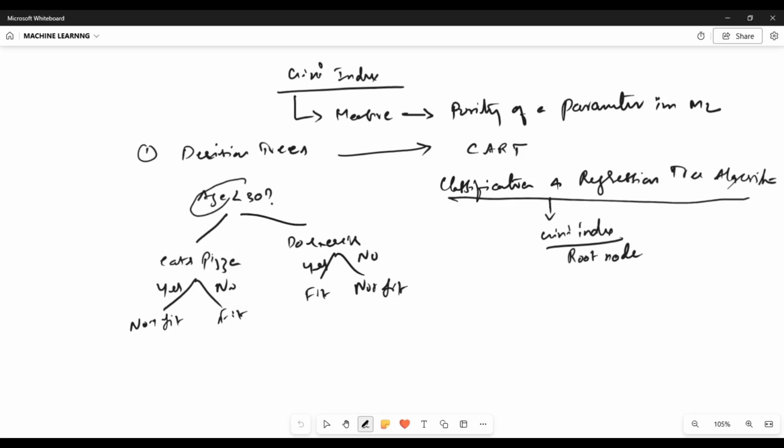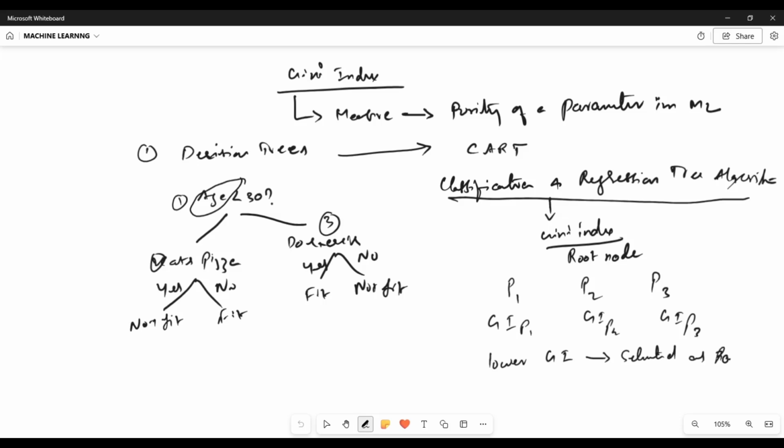Here we have three parameters: one is age, two is eat pizza, third one is do exercise. Which one should be chosen as the root node? So now we have three parameters, P1, P2, P3. We are going to find out the Gini index of P1, the Gini index of P2, the Gini index of P3. After calculating the Gini index of all the parameters, whichever parameter has the lowest Gini index will be selected as the root node in the decision tree.